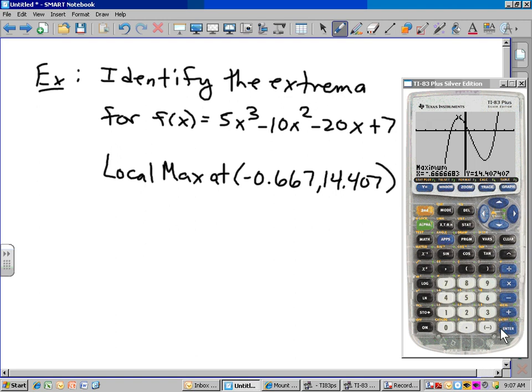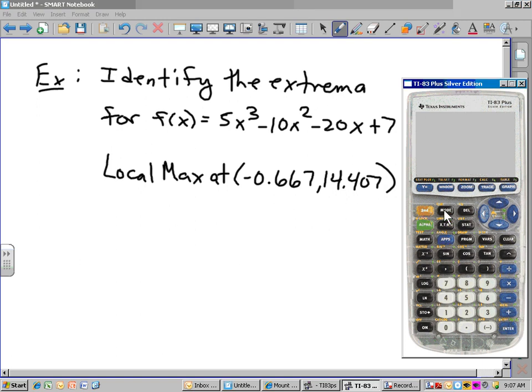Now, the calculator doesn't give you fractions. You could try to turn it into a fraction. This looks like negative 2/3 to me. 14.407 doesn't look so nice. How would you attempt to turn that into a fraction? Well, we go to the home screen, and we actually pull up the value of x. When you find the max or min, it stores the x coordinate to the x value, and it stores the y coordinate to the y value. So if I hit x, and then math, and then turn into a fraction, if it can, it will. In this case, it doesn't.